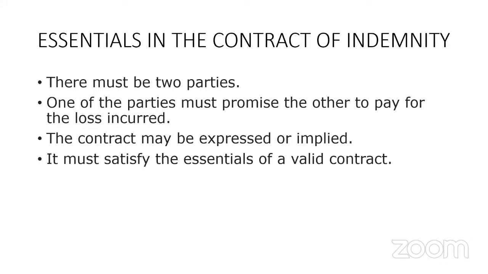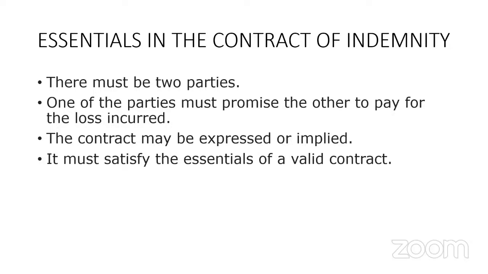So what are the essential elements of a contract of indemnity? What kind of contracts can be called a contract of indemnity? First thing, there must be 2 parties involved. One is the person who's making the promise, the promisor or the indemnifier, and the other person is the indemnified or the indemnity holder. And another essential element is that one of the parties must promise the other to pay for the loss incurred. So, the indemnifier is making the promise to the indemnified to pay for whatever loss is incurred.